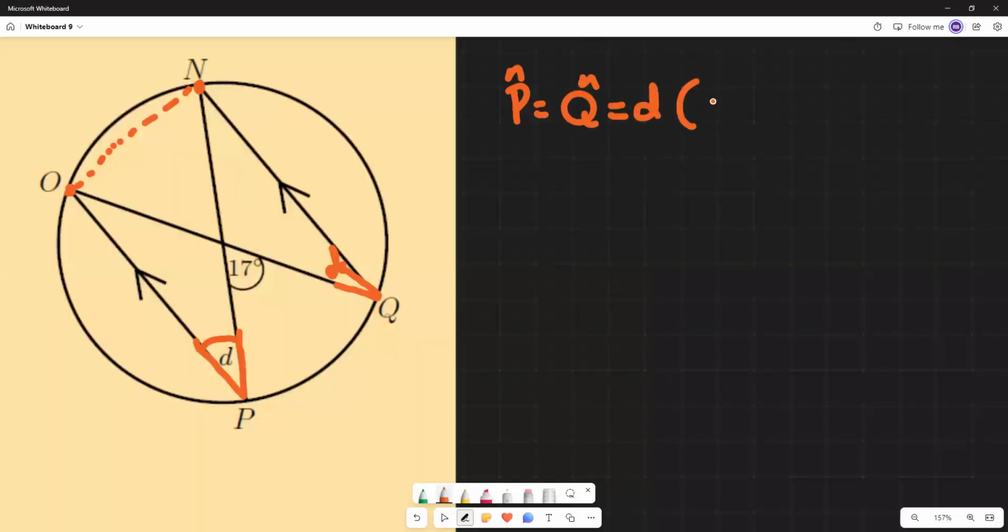Your reason will be angles in the same segment. You can say this one as well: angles subtended by the same chord. It's correct. Same segment is the common one in memorandums, but both of them are accepted, right? Remember, in the past two examples, I used angles subtended by the same chord. So this one I'm saying angles in the same segment is the same reason.